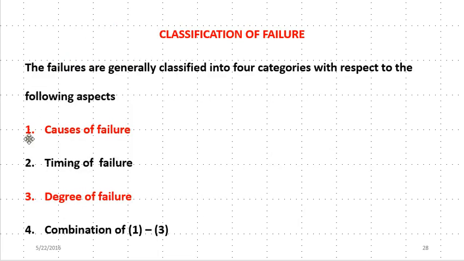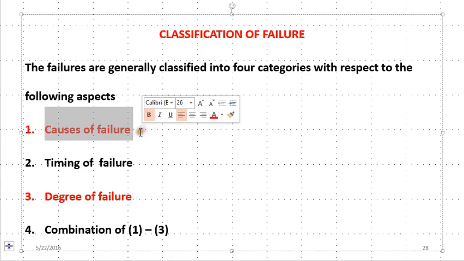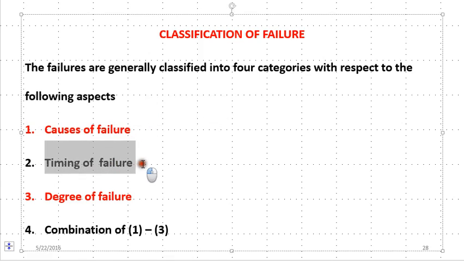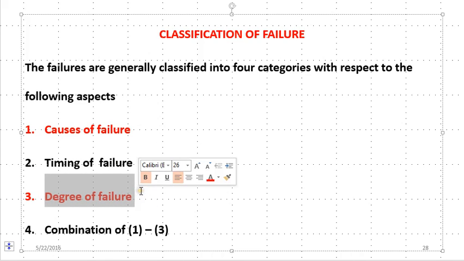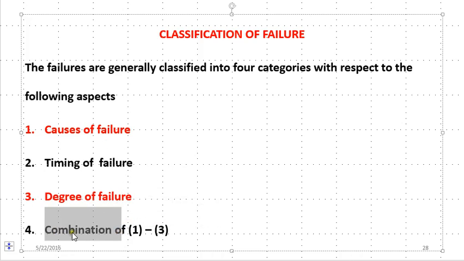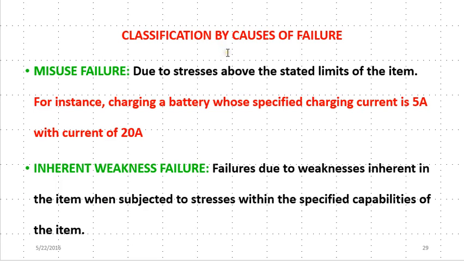Now we are going to classify failure into different categories with respect to different conditions. The failure can be classified with respect to what causes the failure, with respect to the timing when the failure occurs, with respect to the degree of the failure. Is it severe, is it simple, and with combination of these 3 items we mentioned. Let us start with the first one. Classification of failure by causes.